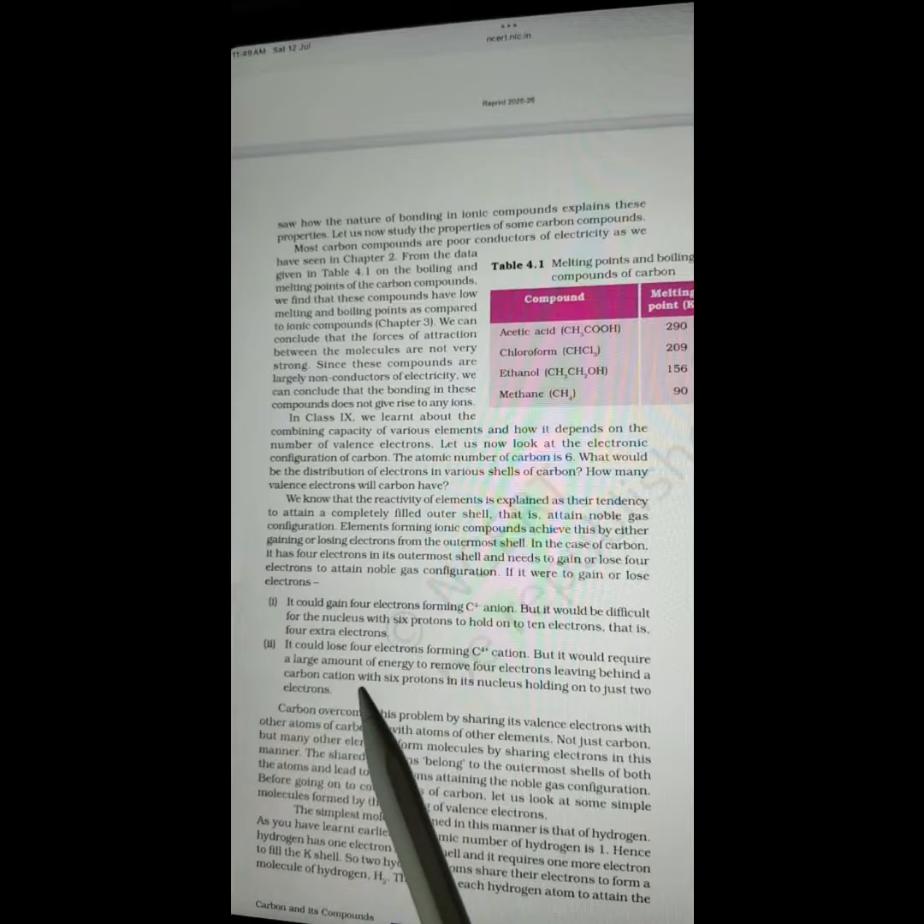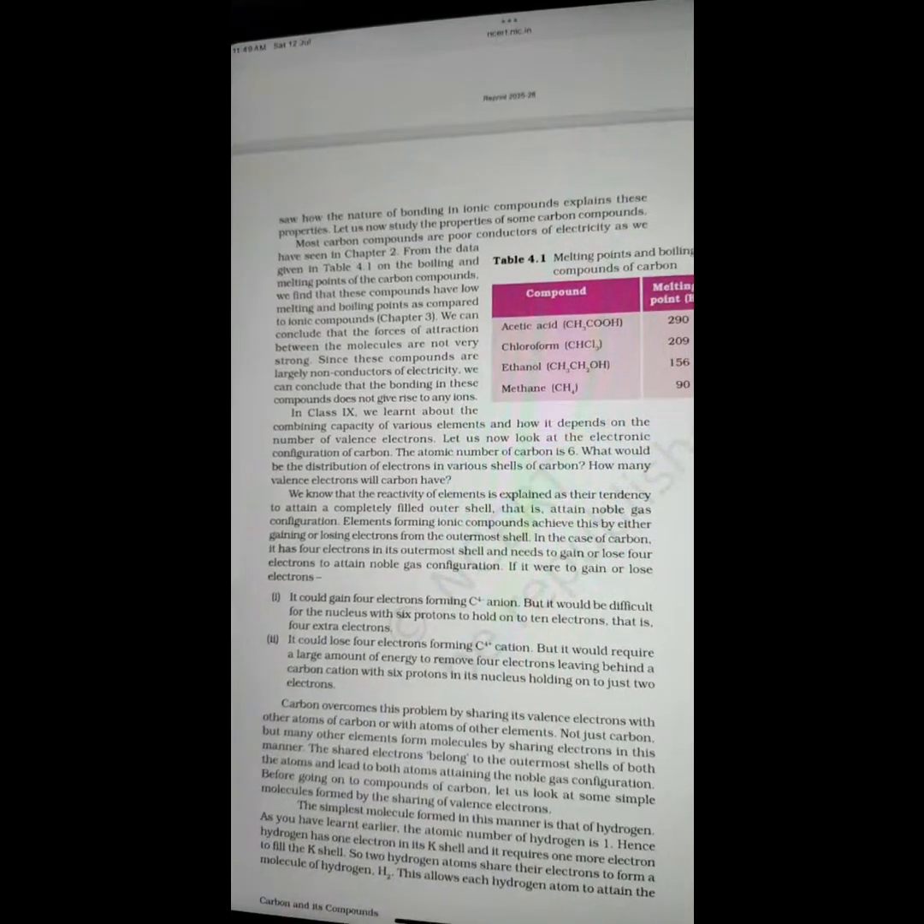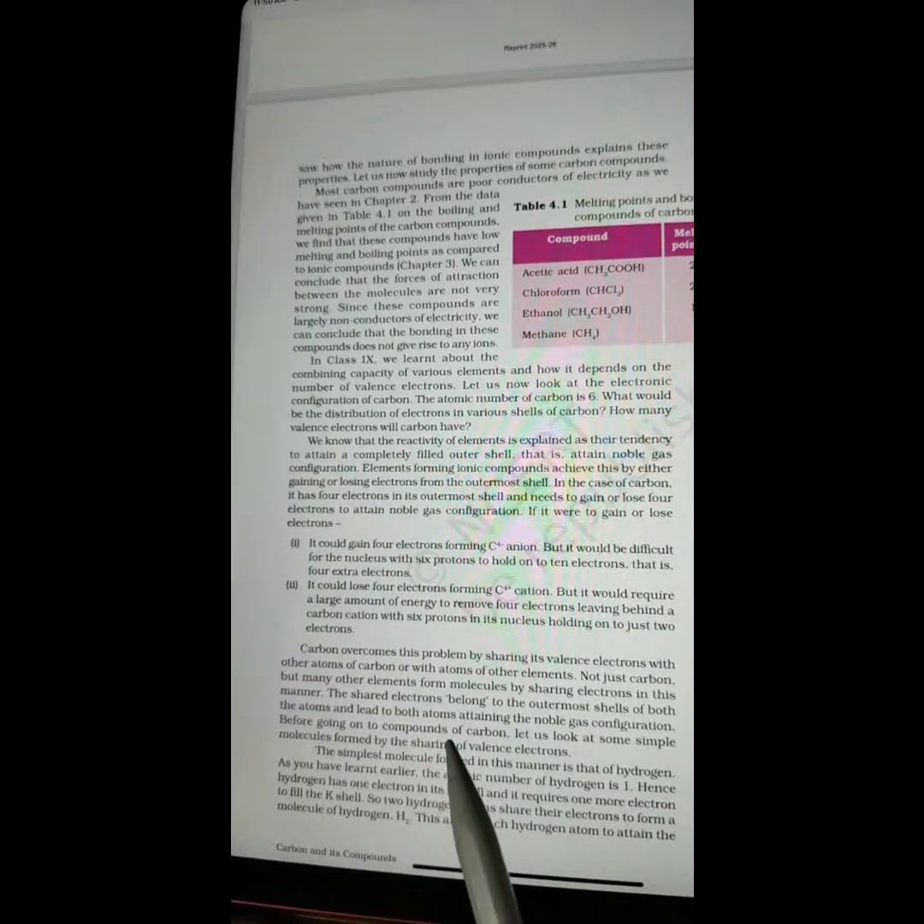It could lose 4 electrons forming a C4+ cation, but it would require a large amount of energy to remove 4 electrons, leaving behind a carbon cation with 6 protons in its nucleus holding on to just 2 electrons. Carbon overcomes this problem by sharing its valence electrons with other atoms of carbon or with atoms of other elements. Not just carbon, but many other elements form molecules by sharing electrons in this manner.